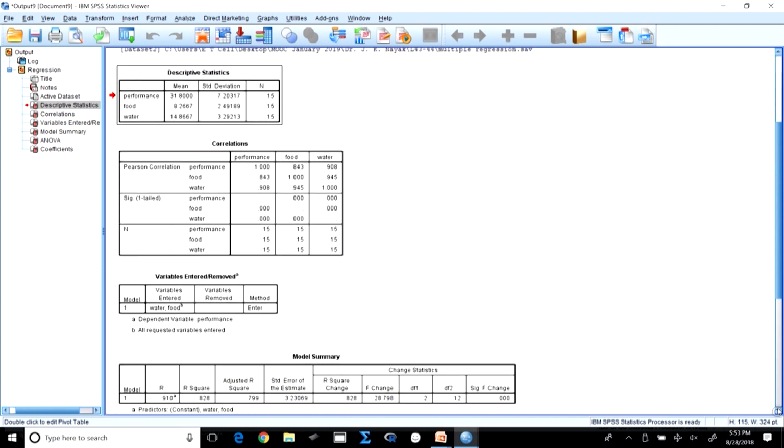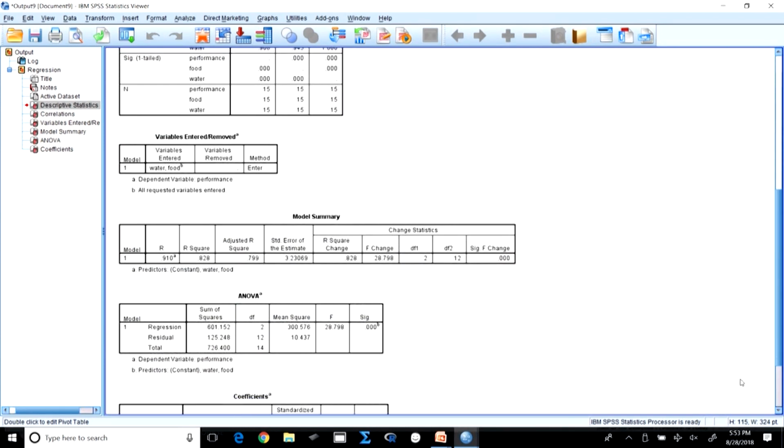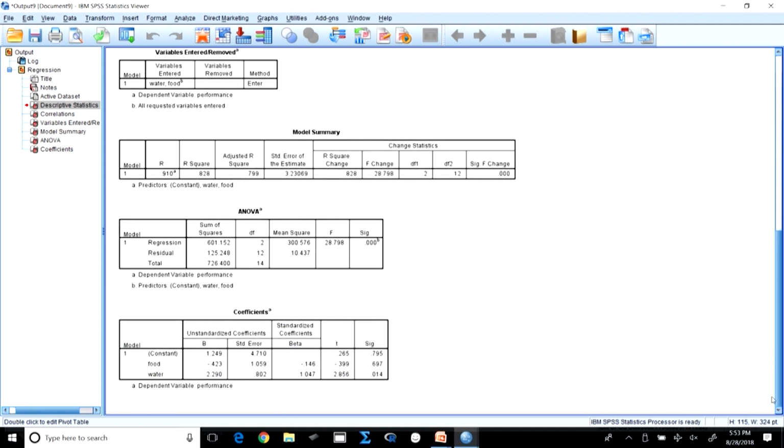So, let us see the overall model. If you see R, that means these two variables are explaining the performance by 82%. Since the multiple correlation is 0.91, the R square is 0.82. So, 82% of performance is being explained by these two factors, water and food intake, and this is significant. Now, looking at the ANOVA, this model is overall significant. Now, let us look at food and water individually.